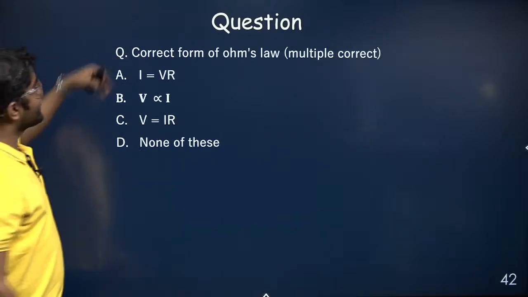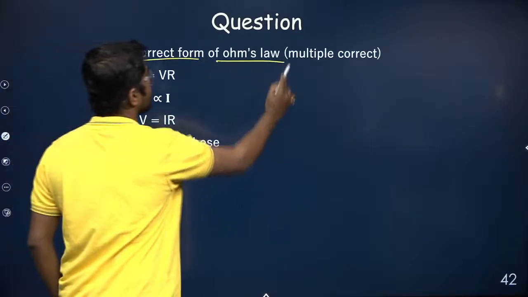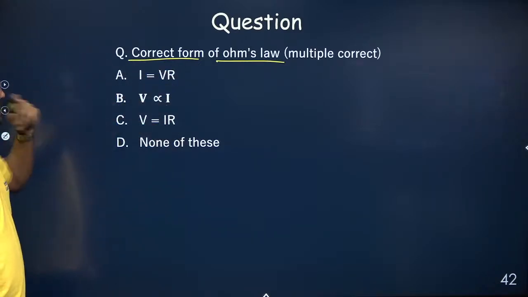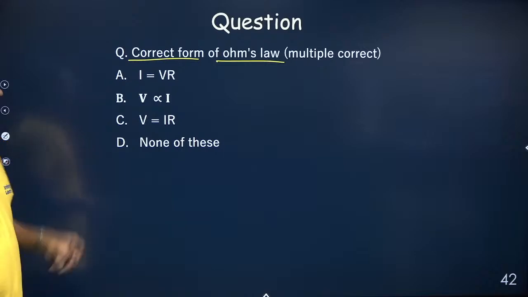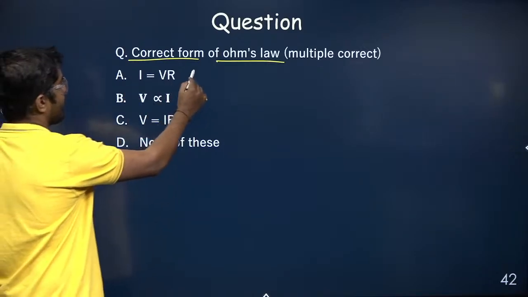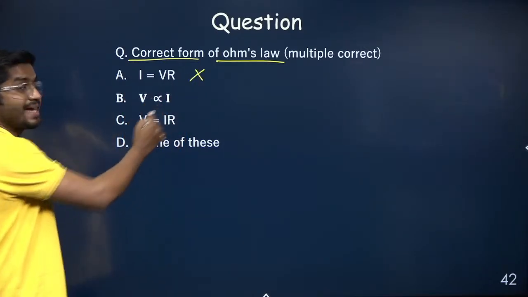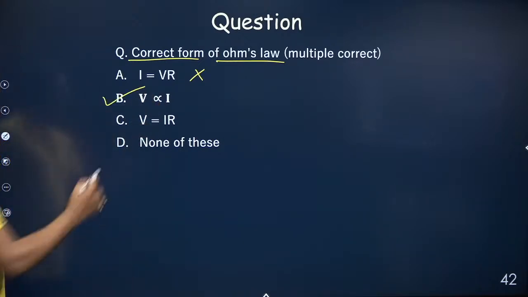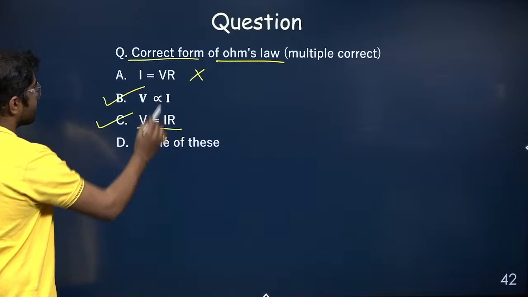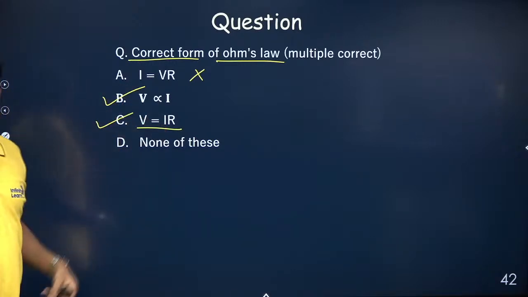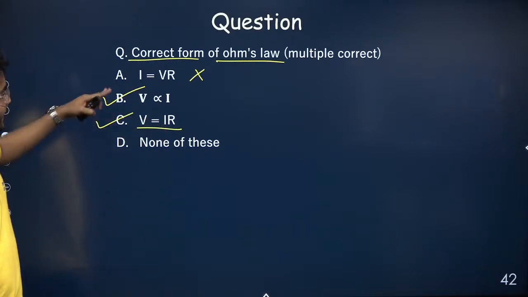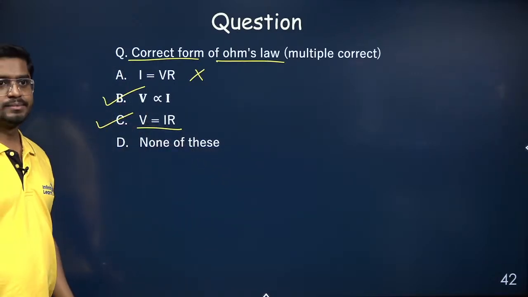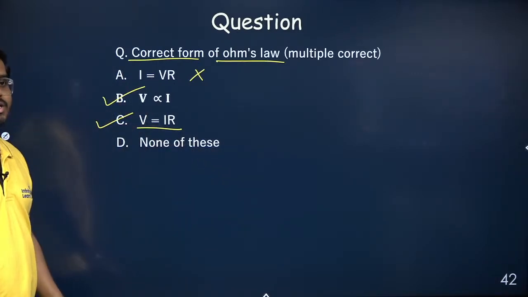So now which of the following is the correct form of Ohm's law? So there are multiple options correct. Choose all the correct options. So first option, I is equal to VR, that is not correct. V is directly proportional to the I. This one is correct. And third option, V is equal to IR. This one is also correct. So these are correct forms of the Ohm's law. You can write it in various different forms. These two are correct. Clear? Yes, correct. Shaina, nice.